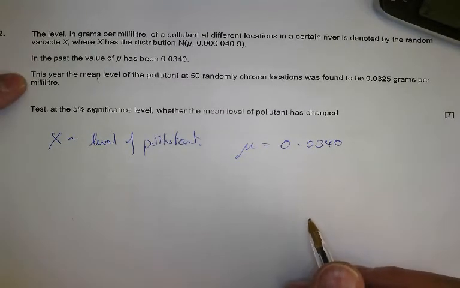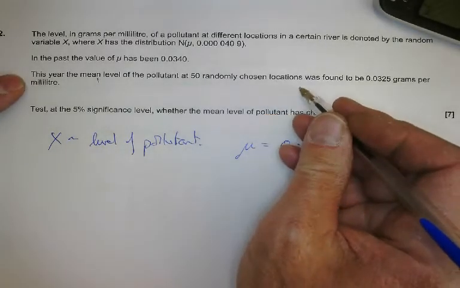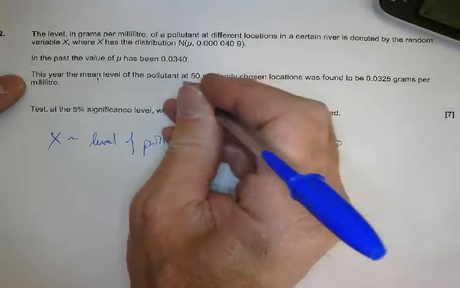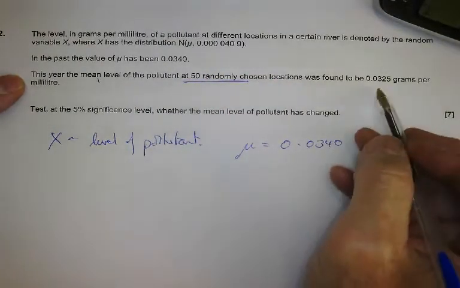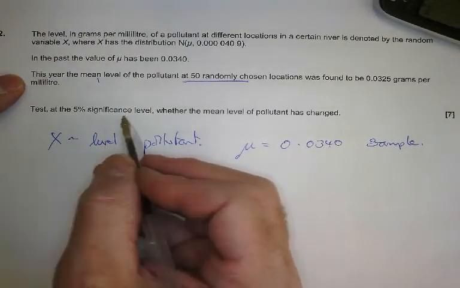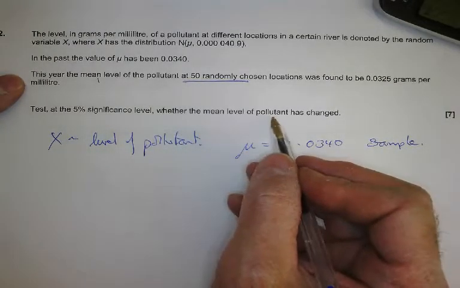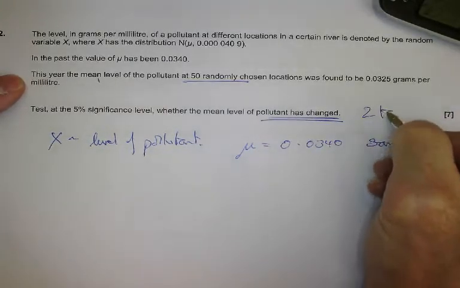This year, the mean level of the pollutant at 50 randomly chosen locations. So we've got a sample going on here. We've got a sample of 50. Okay, it was found to be 0.0325. Test at the 5% significance level whether the mean level of pollutant has changed. So it's not directional, it's two-tail.